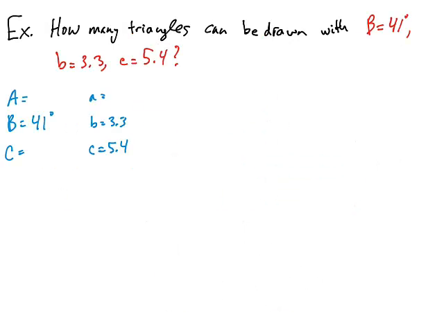Alright, let's check out this example. It says, how many triangles can be drawn with these given values: angle B, side C. So let's go ahead and draw what we have here. So I have angle B down here. Let's call this angle C, and then somewhere over here we're going to have angle A. Angle B is this 41 degrees. Side B is going to be over here. Let's call that 3.3.